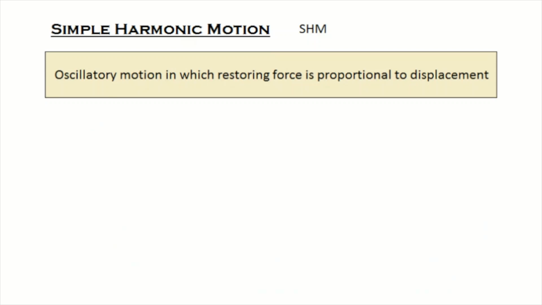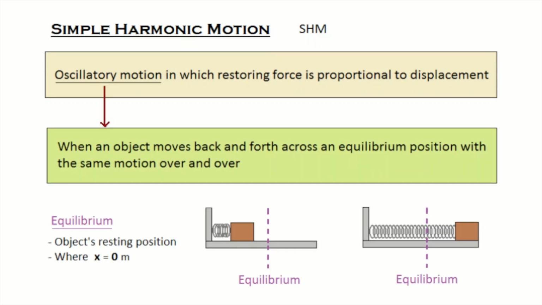Within this definition, there are a couple things that stand out. First, oscillatory motion. This is when an object moves back and forth across an equilibrium position and with the same motion over and over. I'm representing this equilibrium position with the dashed purple line. So when we have this block tied to the spring, sometimes it will be on the left of equilibrium, sometimes it will be on the right. It's going to oscillate back and forth over and over. We'll define equilibrium mathematically as where the position of the block is zero, and this is also the object's resting position if it were to come to rest.